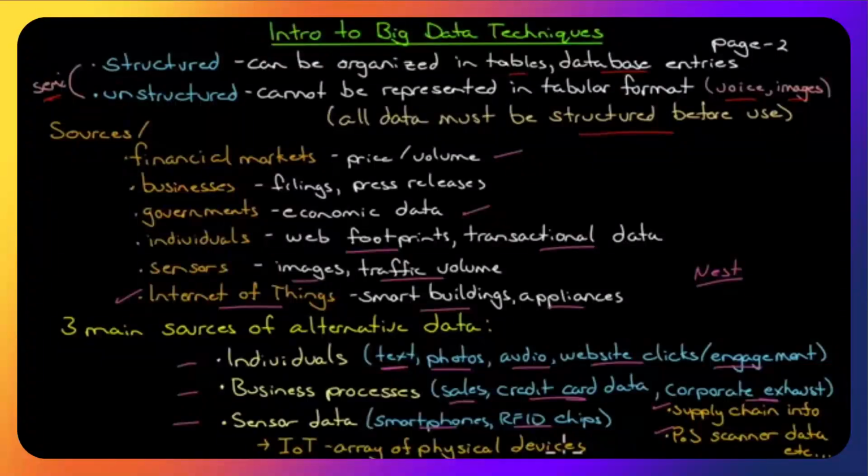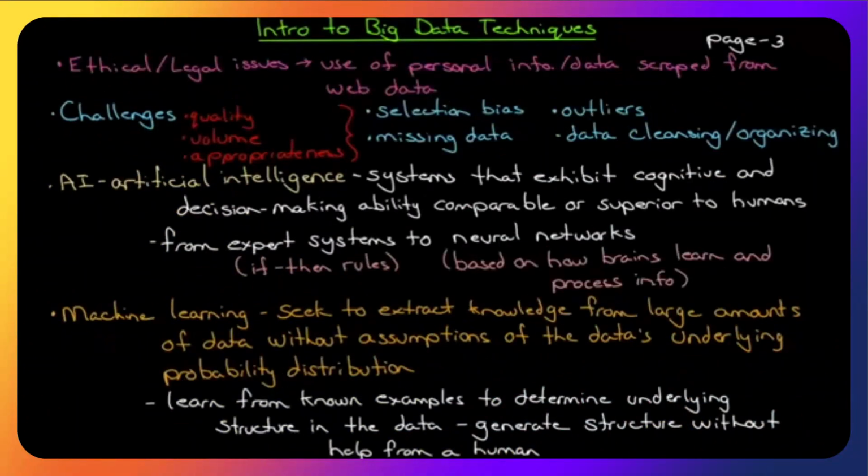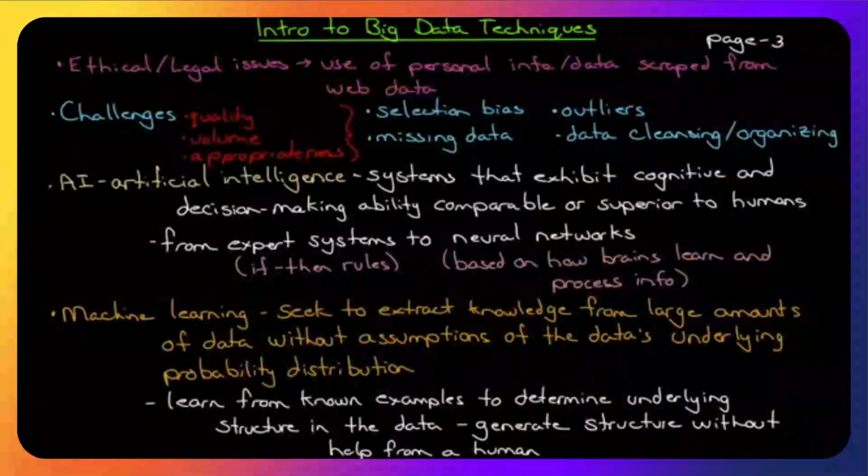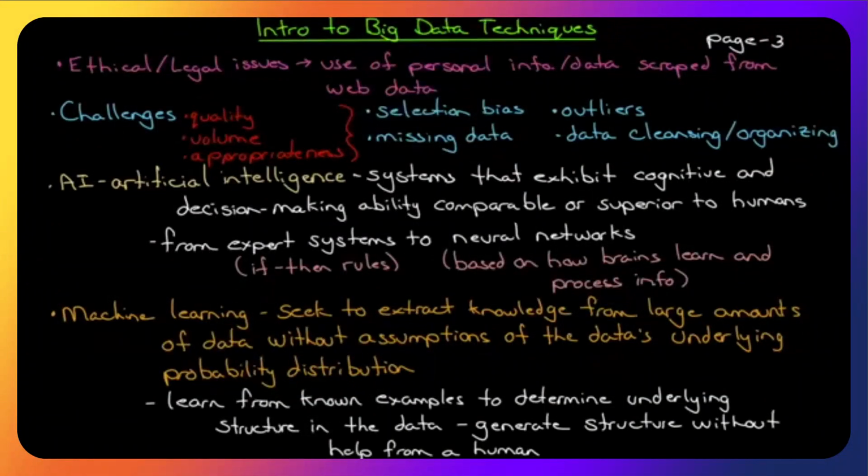There are some clear ethical and legal issues involved with collecting certain types of data. What if you're collecting data without the user's knowledge that their usage patterns or their footprints are creating data that you happen to be using? So the use of personal information or data scraped from web data.